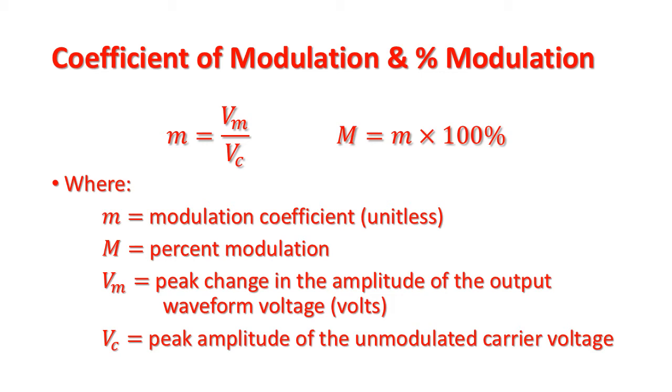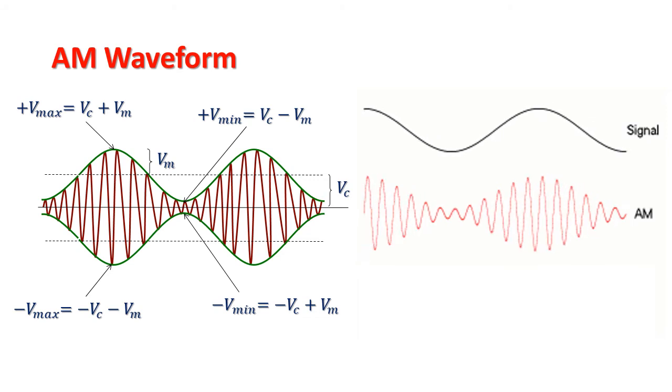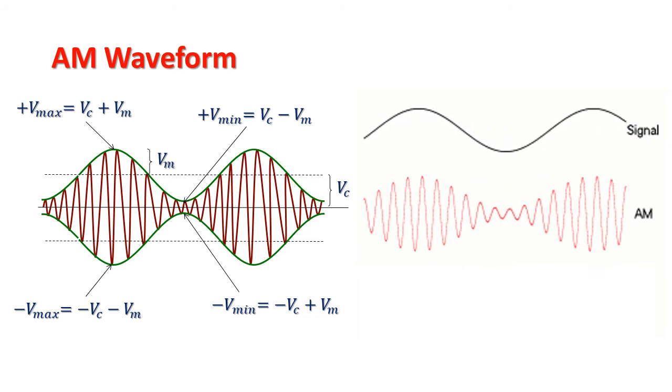This can be calculated as the ratio of the peak change in the amplitude of the output waveform voltage to the peak amplitude of the unmodulated carrier voltage. The percent modulation is simply the coefficient of modulation multiplied by 100%. The figure shows an AM double sideband full carrier wave.